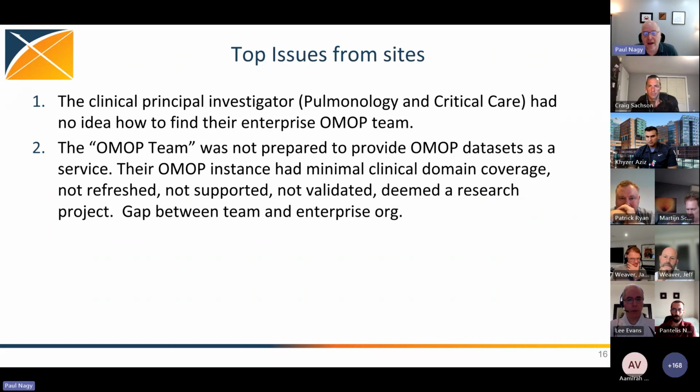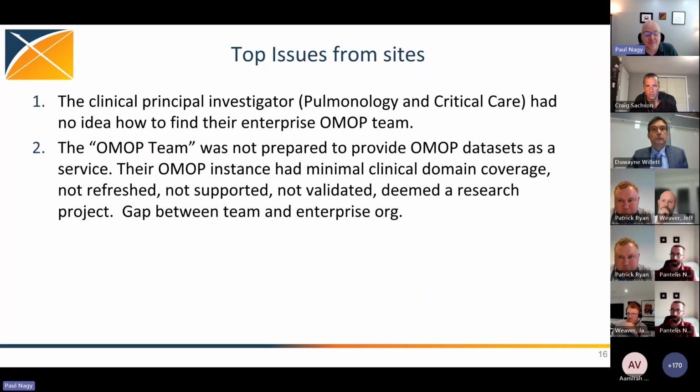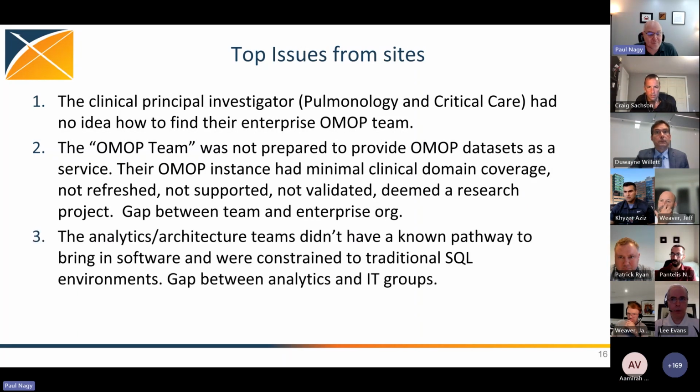Their OMOP instance might have had minimal clinical domain coverage, had not been really refreshed. It was done by a project. It's not supported, wasn't really validated. It was deemed a research project. And I felt this is where they had the technical talent and they hadn't productionized it. This is where there was a gap between the OMOP team that had done the work and the enterprise organization. And so part of it was helping them build organizational design for how to build that team inside their health system to be able to support more than one project with OMOP.